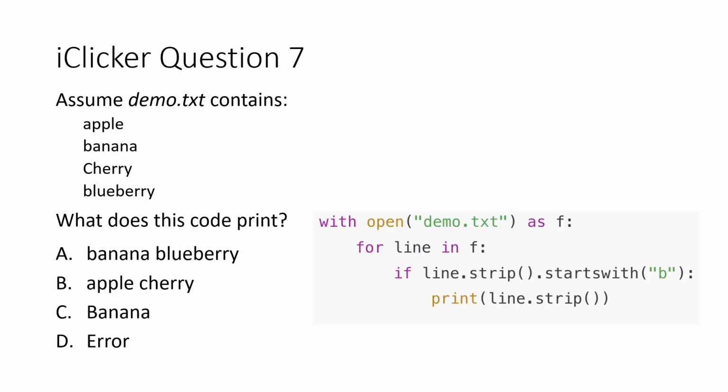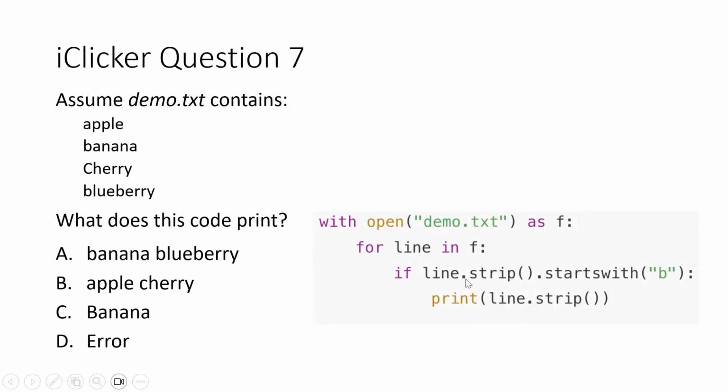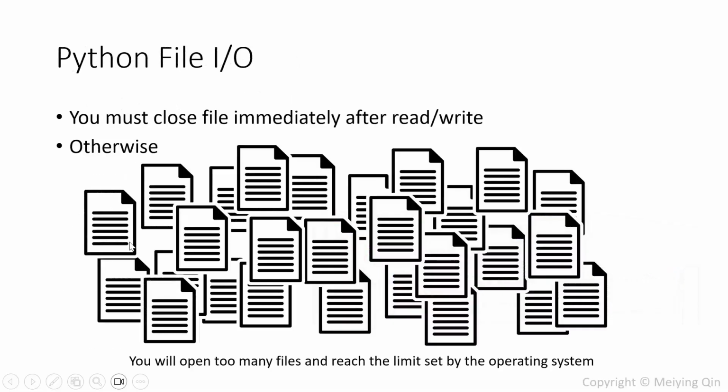Okay, so let's end this. 97% chose the correct answer, which is option A. Why is that? Because the condition is if it starts with B, right? So if we have, for example, a word starting with B, like banana, blueberry, right? Then we print it.